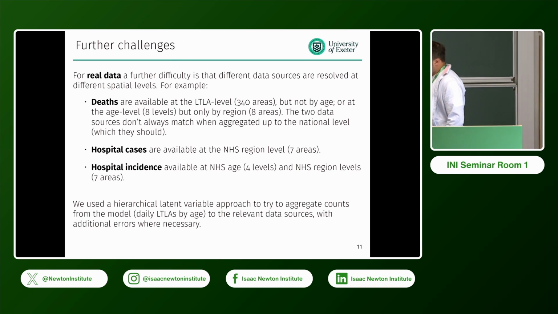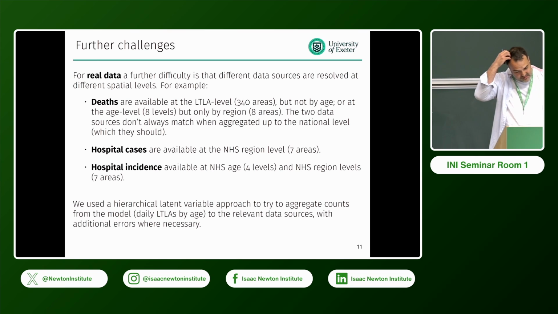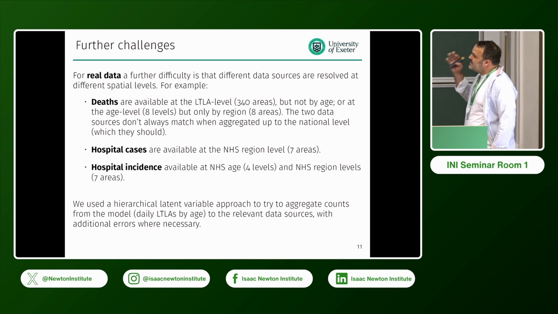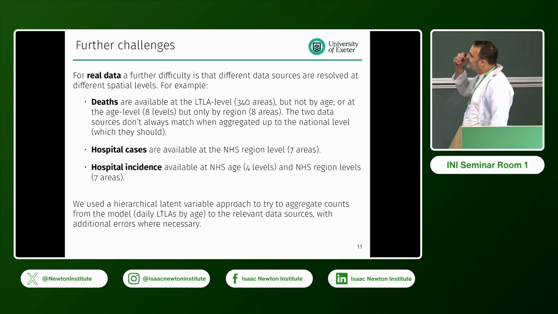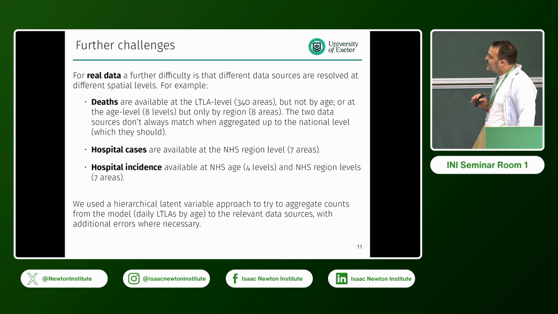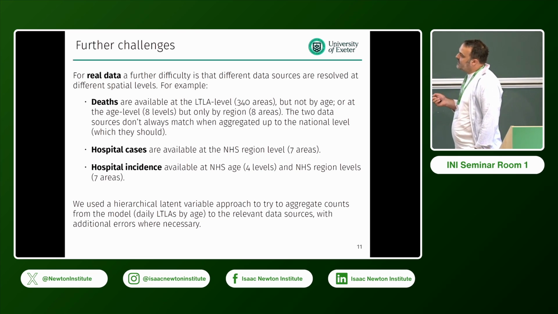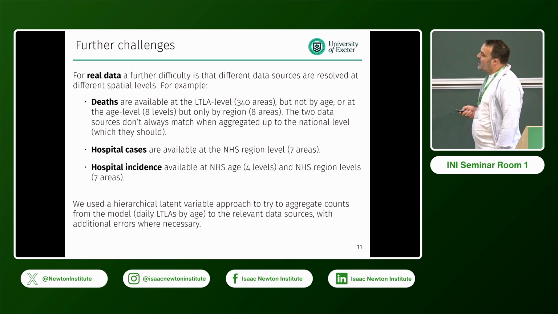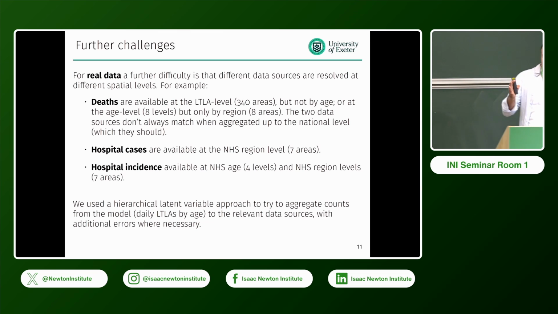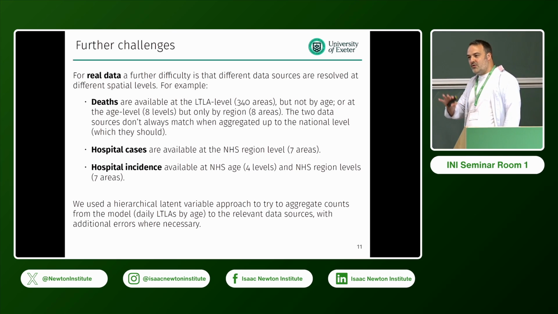Now, with the real data, we have some further difficulties because, of course, there had to be something else. One of the problems we had is that we were trying to use publicly available data, and it turns out that the publicly available data are not resolved at the same level as the model. So in particular, we have death data that is available at the LTLA level, okay? But not by age. So we have spatial data, but not by age. We have deaths by age, but only at higher aggregations.